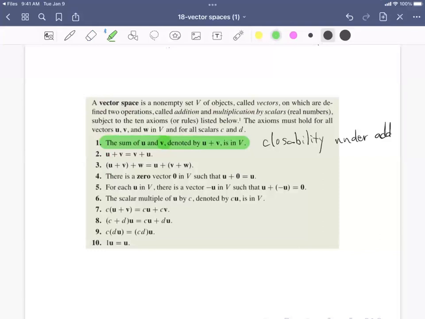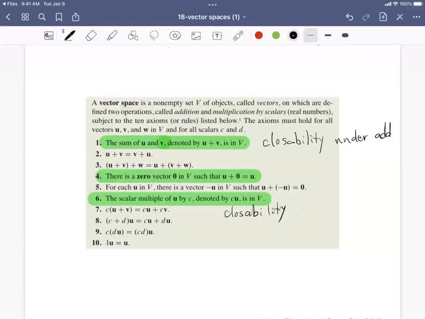Another one we want to emphasize is that there is a zero vector in V. The next important rule to be a vector space is that scalar multiplication is closed, or you can say closability under scalar multiplication.